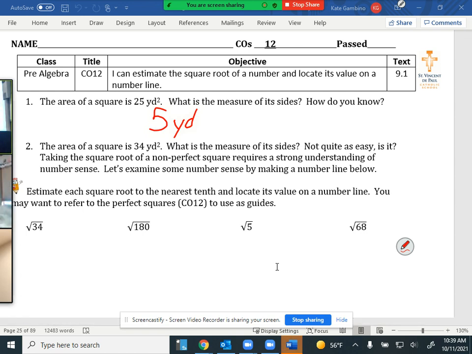But now let's say the area of the square is 34 yards squared. 34 is not a perfect square. So how can we easily say what the measurement of its sides are? It is not so easy. Taking the square root of a non-perfect square requires a strong understanding of your number sense and where those numbers fall on the number line. So let's examine some number sense by making a number line below.